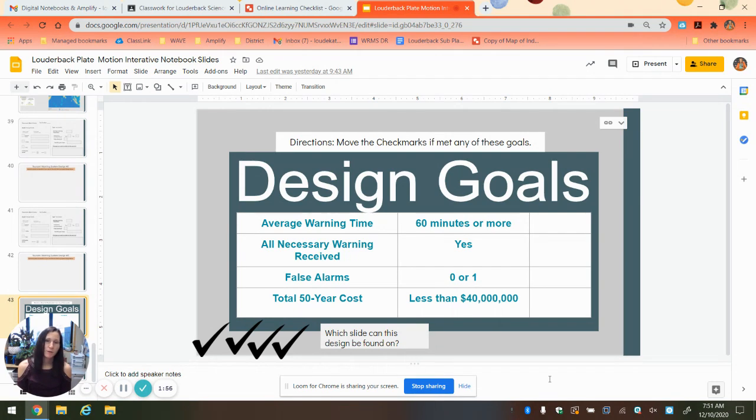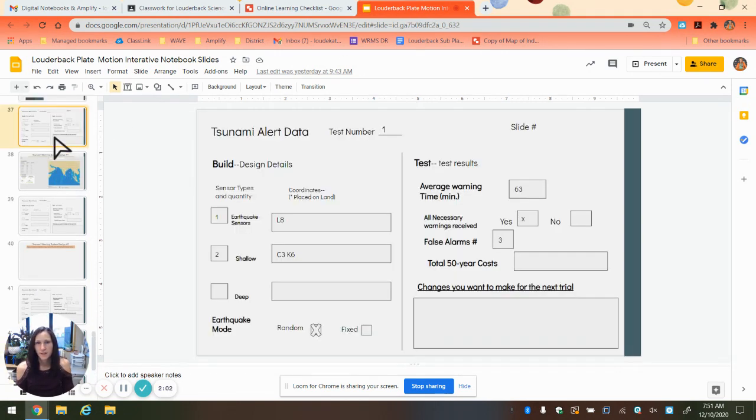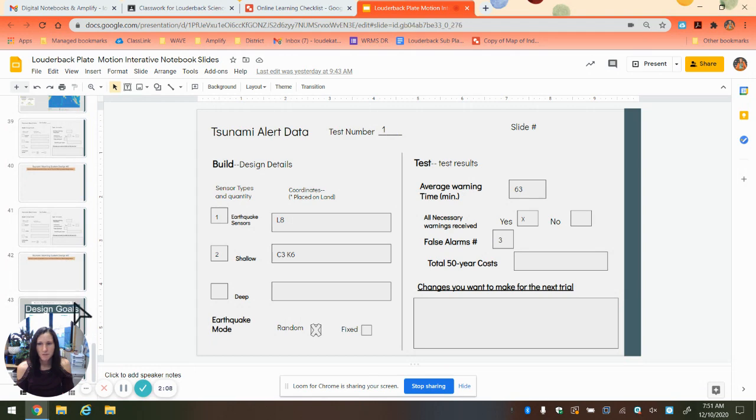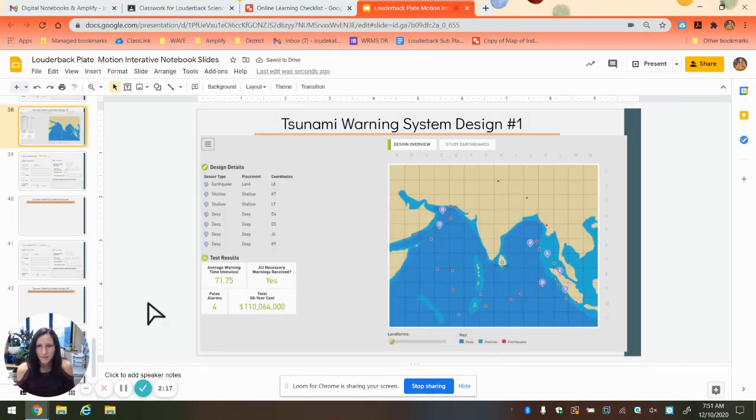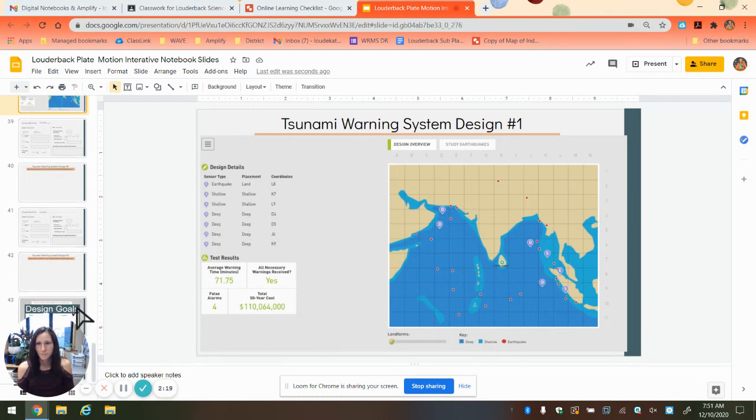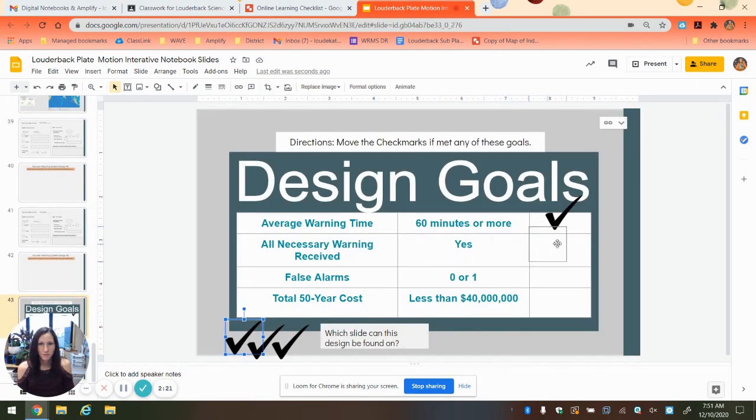So ideally, we want our average warning time to be 60 minutes or more. So you're going to go through your designs and you're going to compare. My little design here was 63. So I'm going to take my little check mark and drop it right in there. All warnings received. So I go to my information. Yes, all warnings were received. So I'm going to put that in over here.